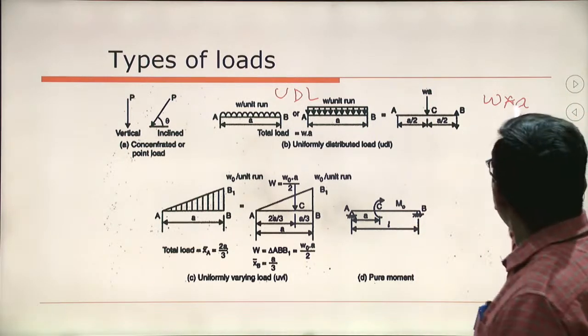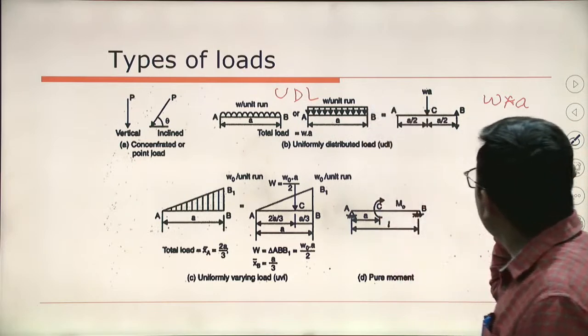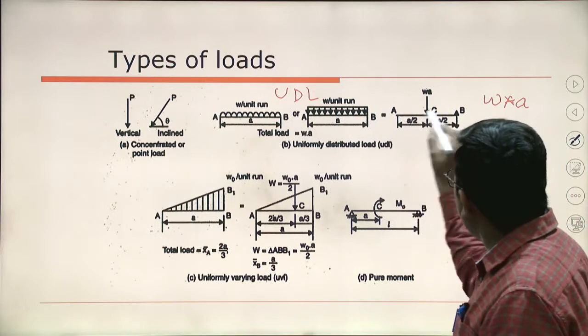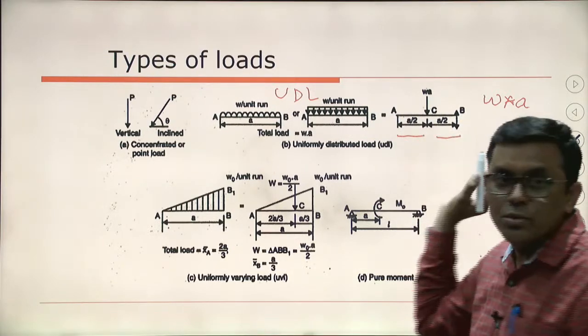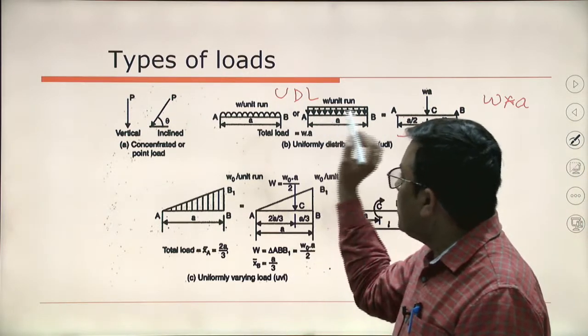This will be the net effective load because of this UDL, and where will it be effective? It will be effective at the midpoint. So here you can find A by 2, A by 2. Okay, so UDL, again I am coming to that, uniformly distributed load.